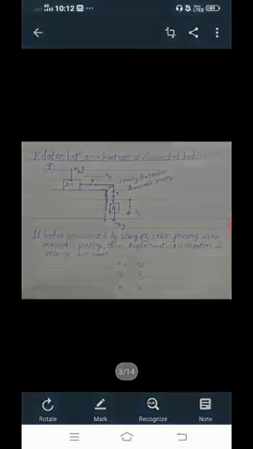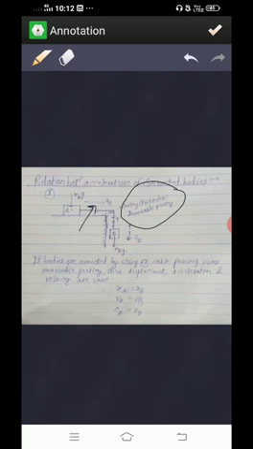Now take the next slide, that we also discussed. So quickly revise. In this particular figure, two blocks are attached by a string, and that string is passing over which type of pulley? Frictionless as well as immovable. Due to this condition, whatever tension develops here, the same tension develops in the other side of the string.